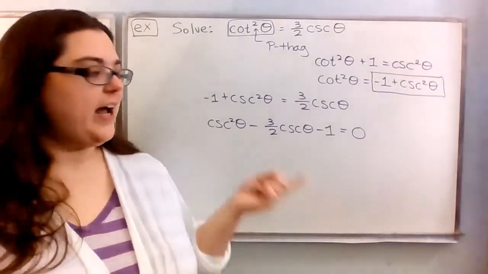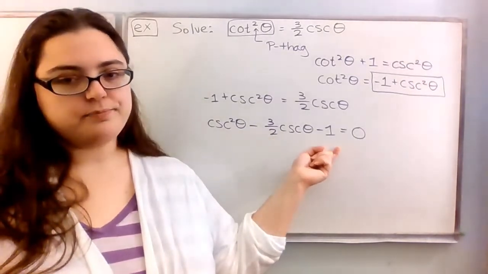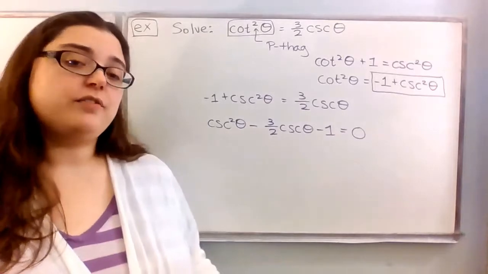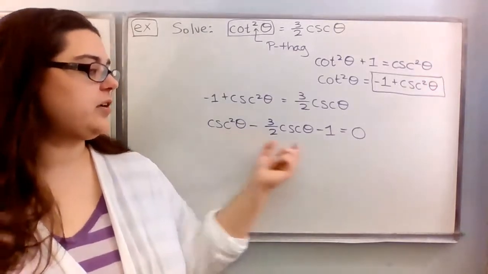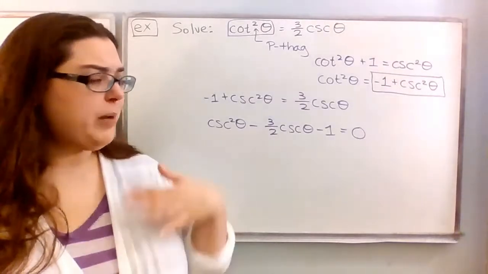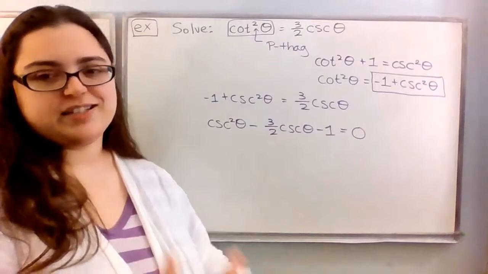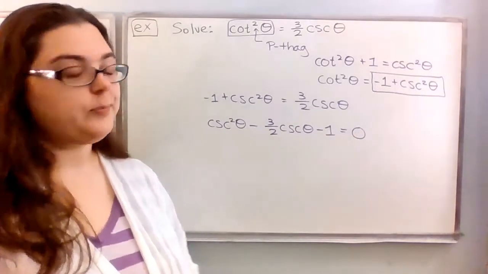It would be as if I had x squared minus 3/2 x minus 1. If it helps you to think of this in terms of x, you could replace the cosecant theta with x and solve it that way. But I'm going to go ahead and continue using cosecant here, just so we can get a sense for what that's going to look and feel like.